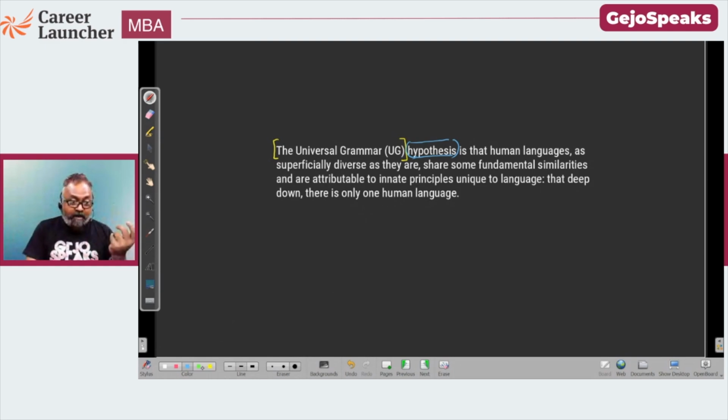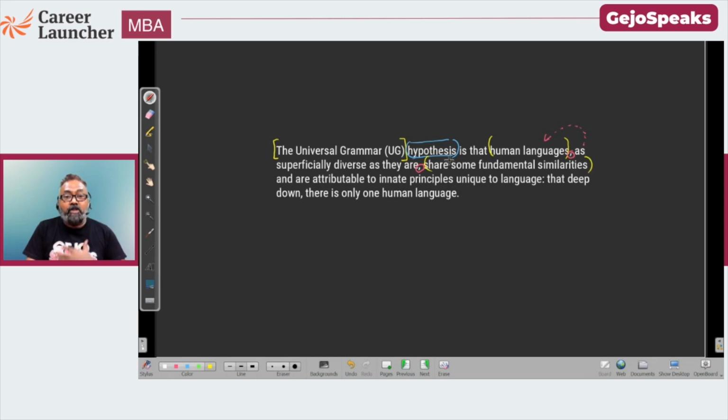Is that human languages, and then you have this punctuation here, which is qualifying or modifying that, giving an extra piece of information about what kind of human languages, or what is the facet of human languages. These human languages, superficially as diverse as they are. So that's not part of the original story. The author is sidestepping from the original story just to clarify what human language is. So saying human language, and then it goes on again to say share some fundamental similarities.